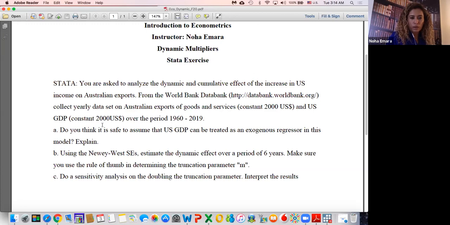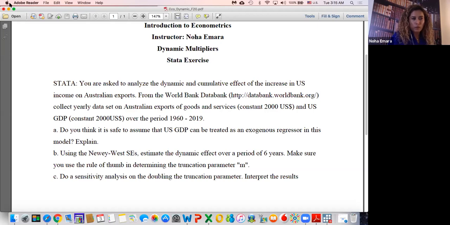The first question is: do you think it's safe to assume that US GDP can be treated as an exogenous regressor in this model? I want you to think about this the same way we were thinking about the unemployment rate in Canada, and what other factors affect the unemployment rate in Canada, and whether these other factors are correlated with the X in the model, which in our previous example was the unemployment rate in the US. So here I want you to follow the same methodology. First, think about other factors affecting Australian exports. Second, think about whether these other factors are correlated with US GDP. If your answer is no, then they are exogenous, which is good.